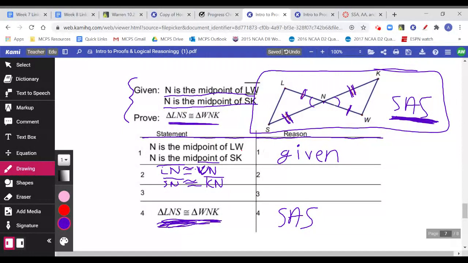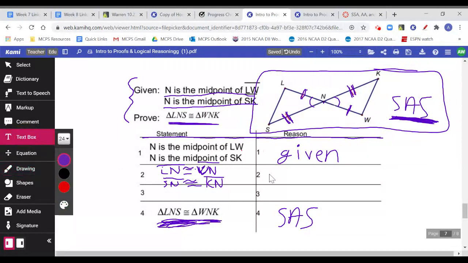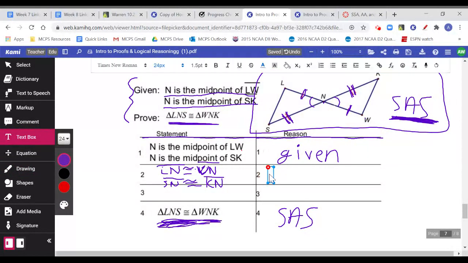Now, how did I know that was true? Well, I knew that's true because I was told that N was the midpoint. And I know that if something is in the middle, that means the two sides are going to be the same as each other, right? So this just comes from the definition of what a midpoint is. So I say the reason I could claim those sets of sides were congruent is because of the definition of a midpoint.